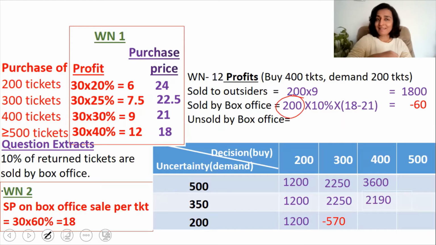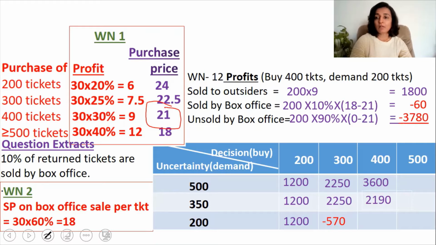So we know that 200 tickets have been returned to the box office, but they are able to sell only 10%, which means that 90% is unsold by the box office. So 200 into 90% is the unsold tickets by the box office. And what is the amount that the ticket agent gets? $0. So the profit is 0, which is the selling price, minus the cost price, which is $21. So 0 minus 21, the net amount comes to negative $3,780. So the total of all these three is 2,040 negative. And we make a note of it in the payoff table too.